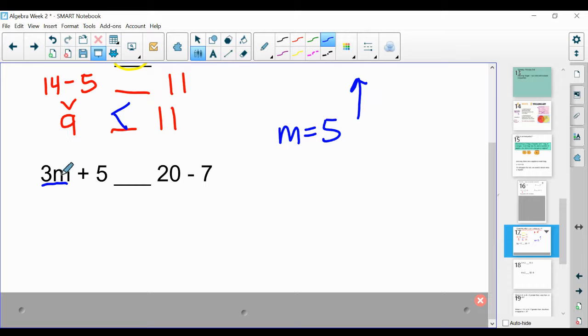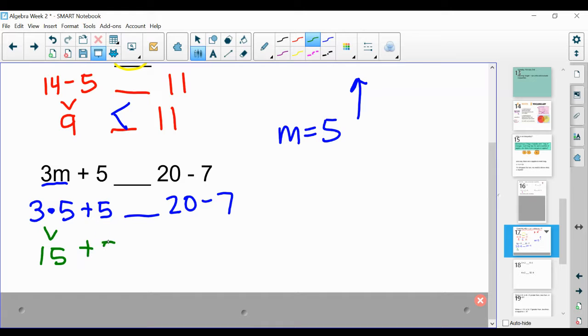So when we go to rewrite this, we're going to replace this m with 5. So you're not going to write 35, but instead 3 times 5, that's just this part right here, plus 5, and compare that with 20 minus 7. Okay? Next, we're going to go here. 3 times 5 is 15 plus 5. And then 20 minus 7, I'm just going to kind of solve this as I go because I'm running out of screen time, is 13. And 15 plus 5 is 20. So we are comparing 20 and 13, greater.